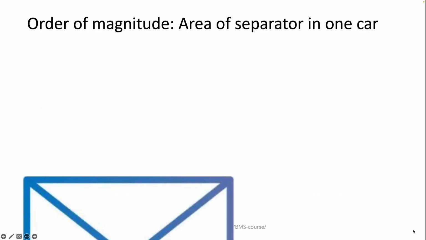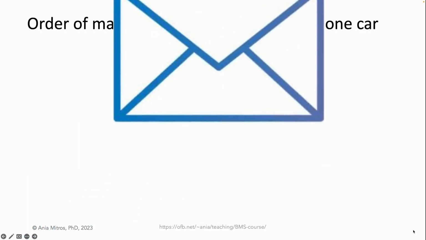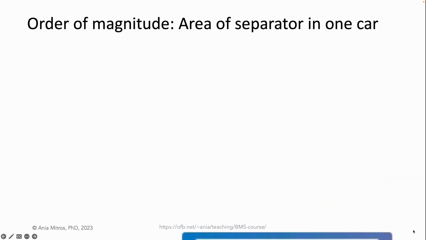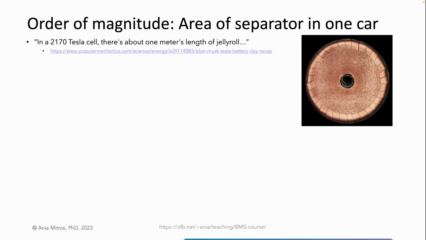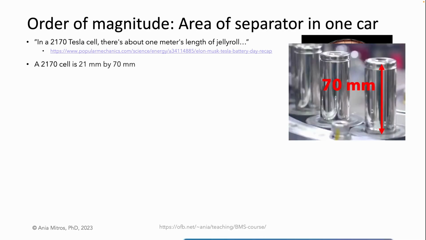Let's do one back-of-the-envelope calculation to gain some intuition into how much separator we have in a single car. Start with a web search. In a single Tesla battery cell, there's about 1 meter's length of jelly roll. So 1 meter of anode and 1 meter of cathode, with 2 meters of separator keeping them apart. A 2170 cell is 21 millimeters by 70 millimeters, thus the name.